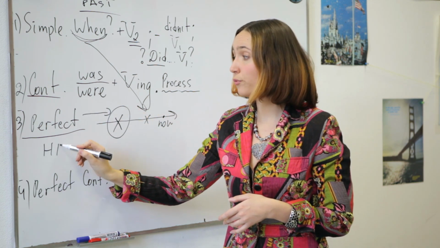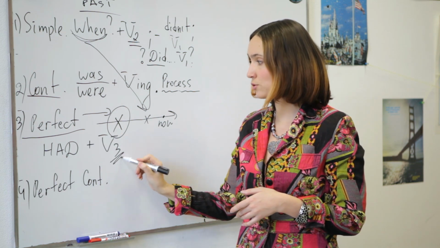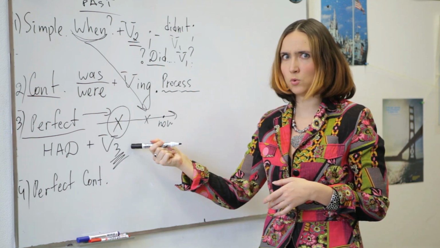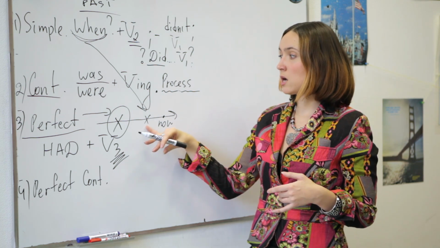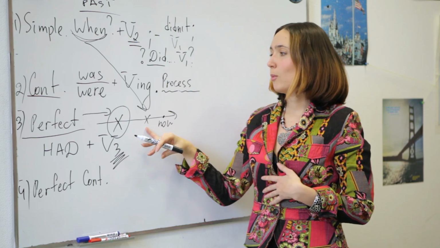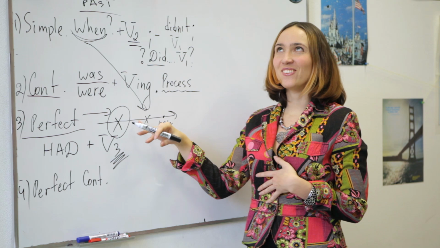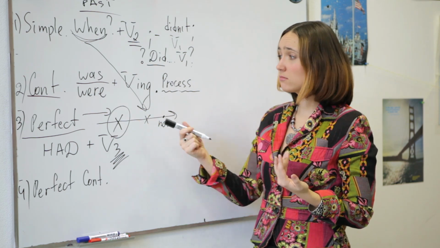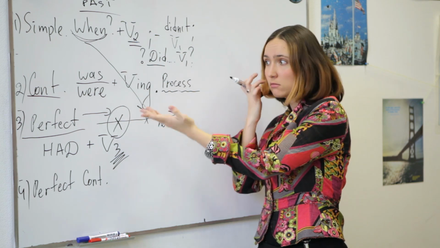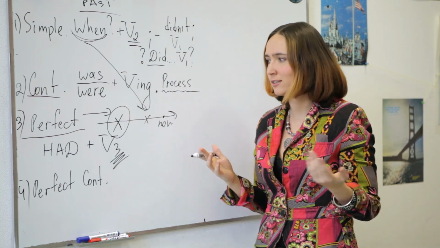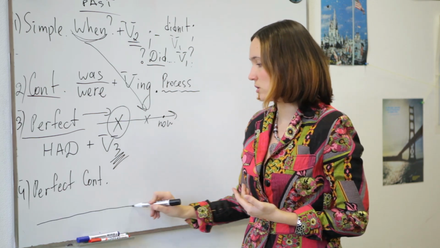The general formula is had plus the third form of the verb. So, for instance, by the time I came home, my lovely boyfriend had already cooked dinner. Aww. Something like that. Not so frequently used, but sometimes if you want to emphasize this, use it. Not difficult at all.